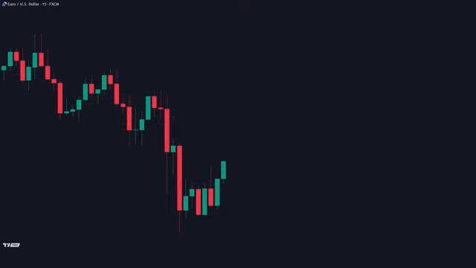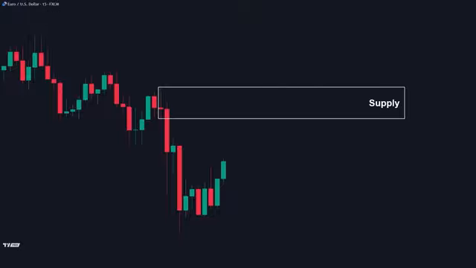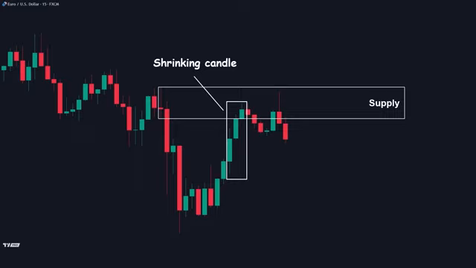Here we have a moving downtrend as the market continuously forms lower lows and lower highs. So, we want to trade with the dominant trend. The recent impulsive move has created an imbalance. So, we mark the candle that created the imbalance as our key supply area. Shrinking candles appear as the price approaches the key level, indicating momentum loss. The market forms a double top pattern, suggesting a possible reversal.